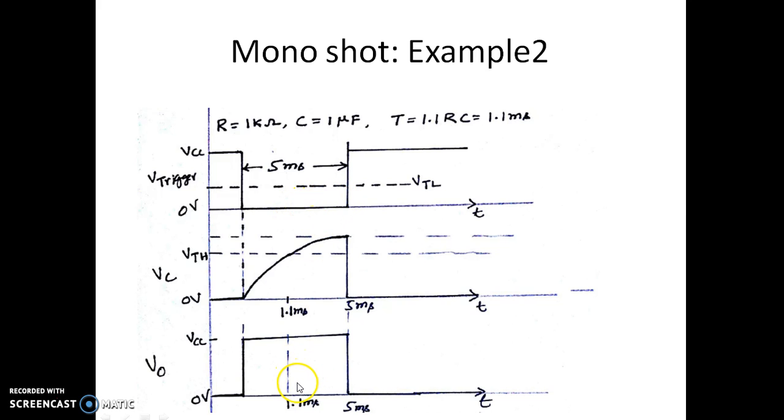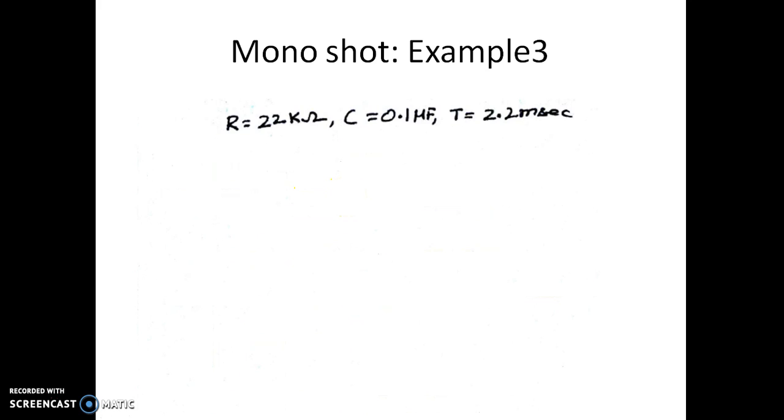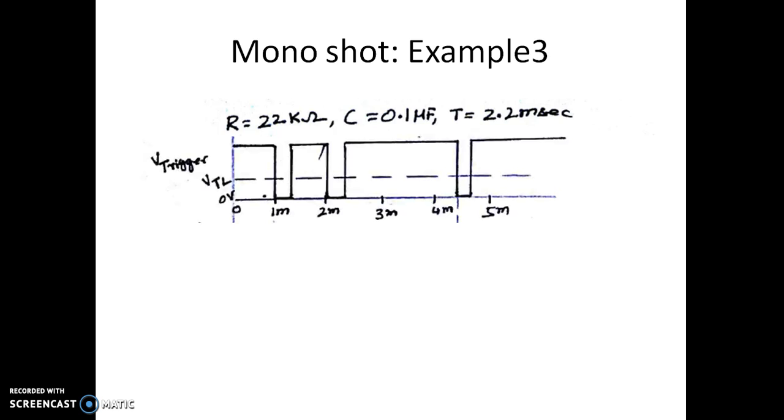So this is not exactly tallying with our T equal to 1.1 millisecond. It is only because the trigger signal is 0 volt for 5 millisecond. Now let us consider one more example where R is equal to 22 kilo ohms and C is equal to 0.1 microfarad, which results in a pulse width of 2.2 millisecond.